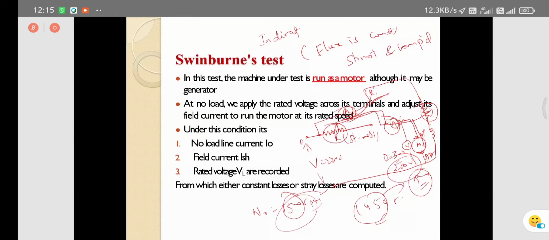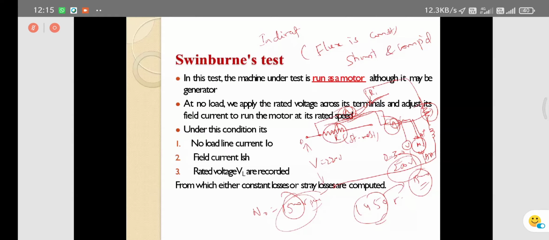This is the rheostat. This is the motor armature. This is the shunt field winding, with terminals Z plus, A plus and A minus. The connection is like that here.